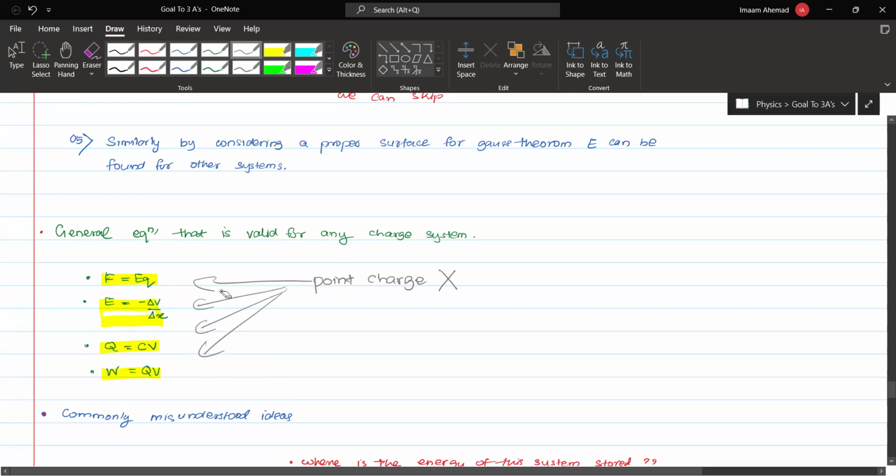This potential gradient equation, why are we having this negative sign? This negative sign actually shows the direction. So the proper equation is E equals minus delta V over delta X. And if you want the value only, put the modulus, then you can get rid of that negative, if you want the magnitude only.